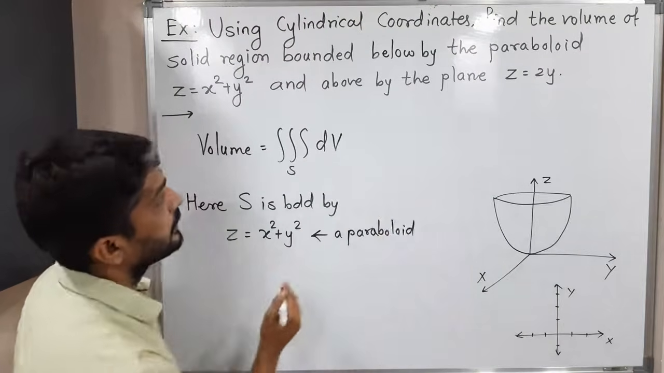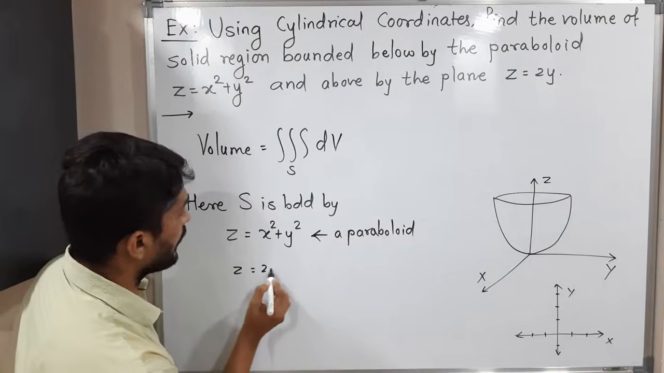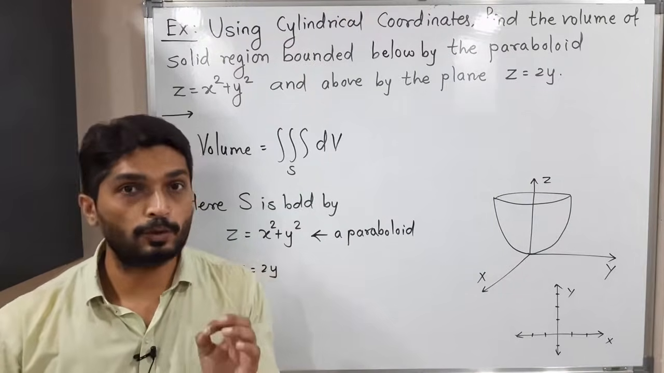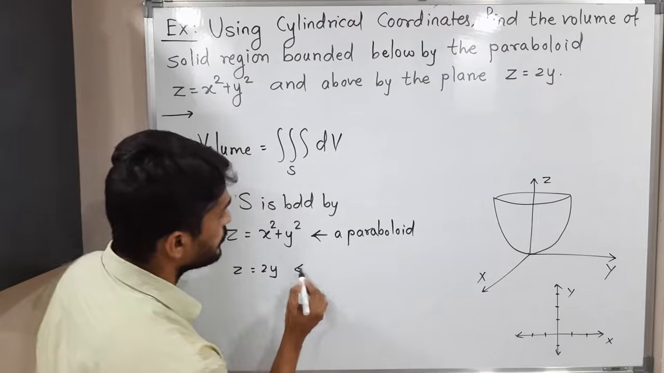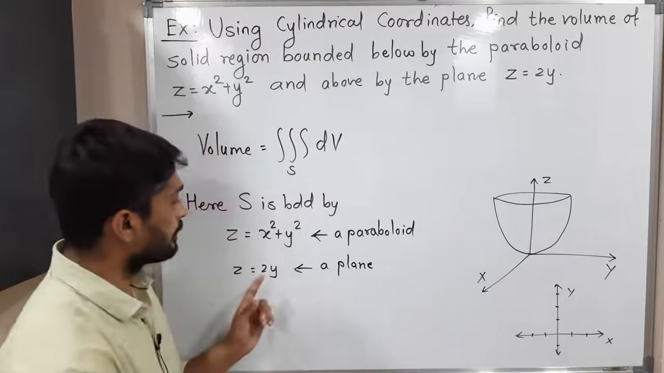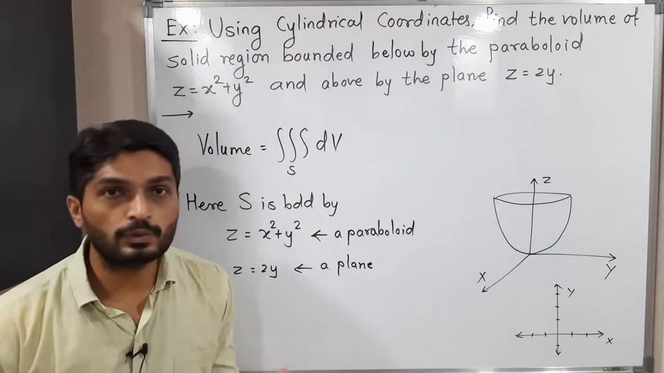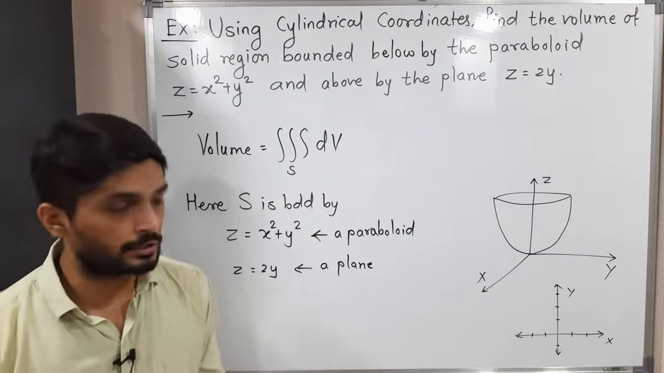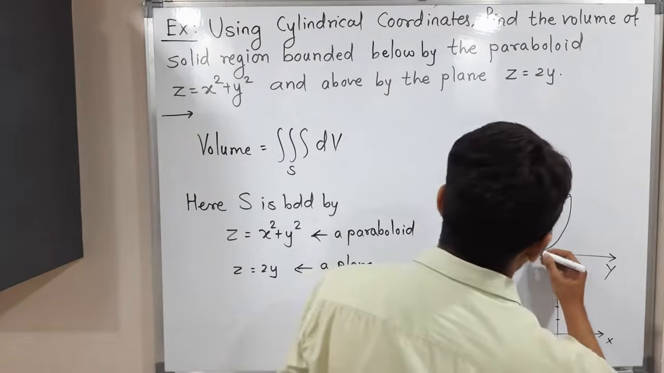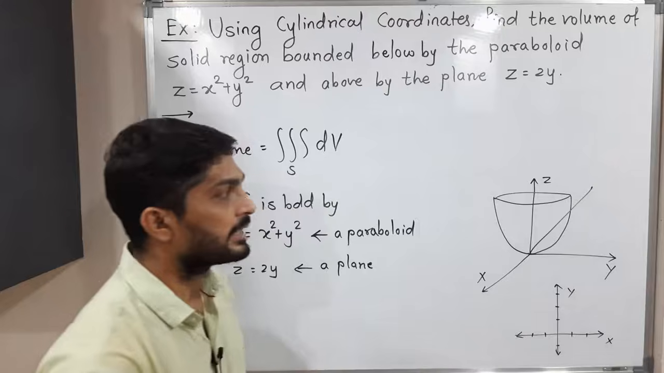What is the next equation? z is equal to 2y. Power of z is 1, power of y is also 1. That means it is the equation of a plane. Let me write here, this is a plane. Obviously, if I put y equal to 0, z is equal to 0, so that plane passes through the origin and it will be like this. I am simply drawing a rough sketch of it, showing it by a straight line.